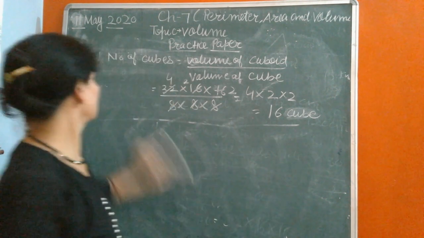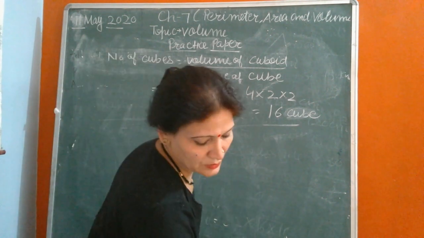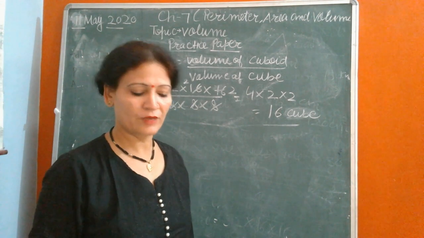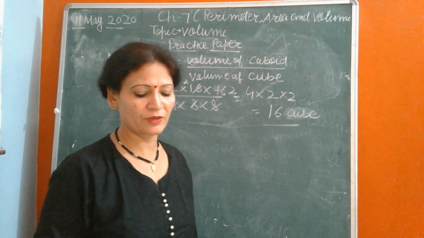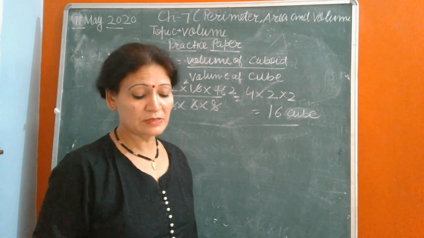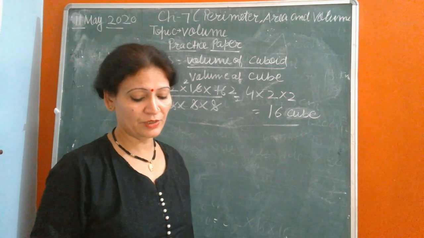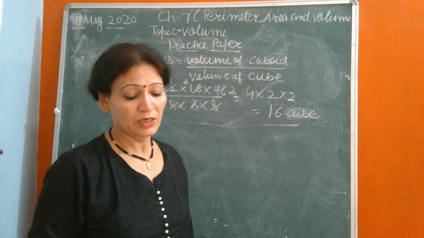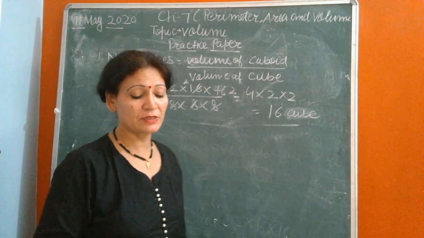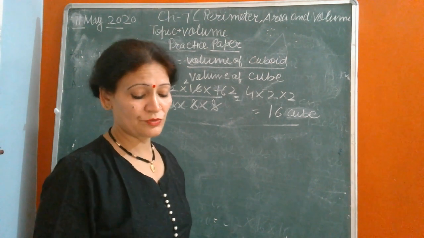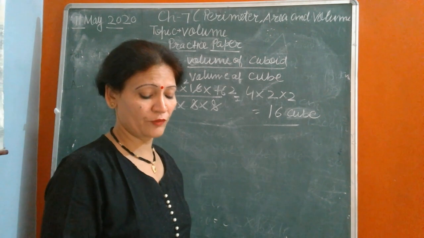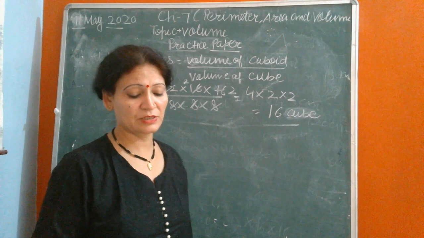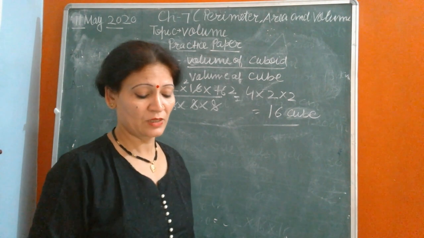Now question 6, you will do yourself. Now we will do question 7. The perimeter of the given figure with equal sides 10 unit, 12 unit, 14 unit and so on. The perimeter of the given figure equals the sum of the sides: 16 is the answer. 16 unit. Now question 8.